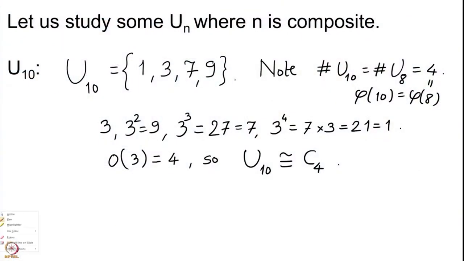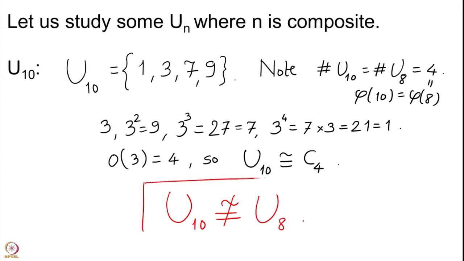So this is one major thing, because U8 has exactly as many elements as there are in U10. If you were looking at just the number of elements, you would have no way to distinguish U8 and U10. And what we find here is that U8 is isomorphic to C2 cross C2, but U10 is cyclic, it is isomorphic to C4. And as a small corollary, we get that U10 is not isomorphic to the group U8.